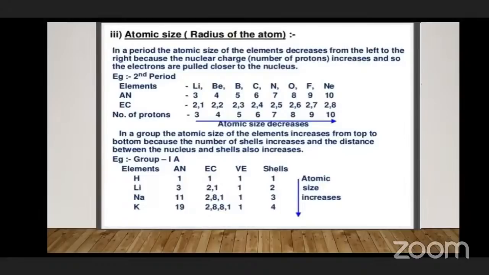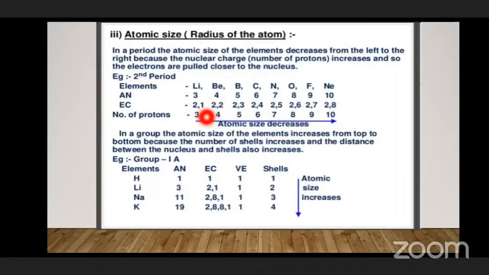Observe the example, the second period, where we are taking lithium to neon. We know the atomic numbers, 3 to 10. And the electronic configuration, we know: 1s2 2s1 to 1s2 2s2 2p6, with 8 electrons. Number of protons is increasing, I said. Yes or no? Number of protons, how many? 3 in lithium, since the atomic number equals the number of protons. Then number of protons 4, 5, 6, up to 10.